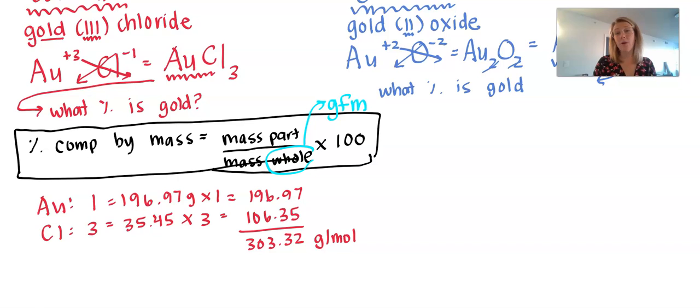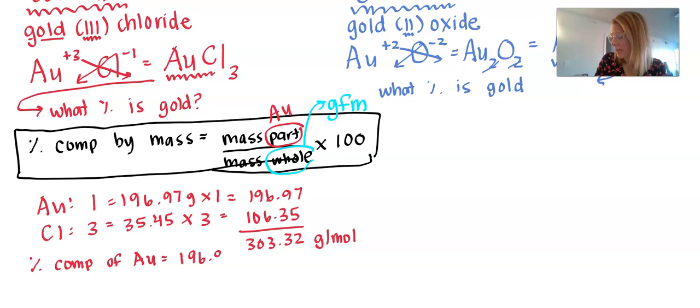And from here, we can now calculate what percentage of our compound is made of gold. So again, we're going to use that percent composition by mass, but specifically we're interested in what percent composition of Au is in our compound. Okay, so we're going to take our mass of the part, which again is the mass of the Au. And so Au in this case was 196.97. And we're going to divide that by our total mass, or the mass of the GFM, right? That's the mass of our full compound. At the end, we're going to multiply that by 100.